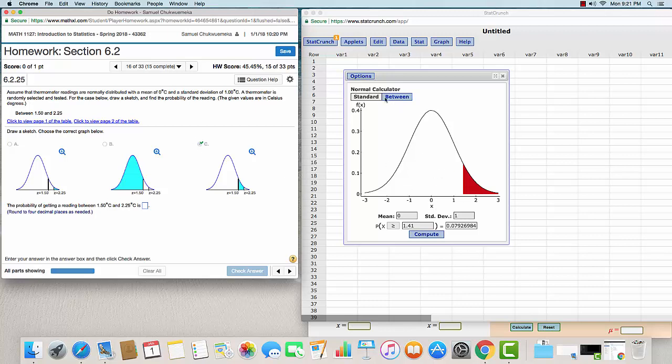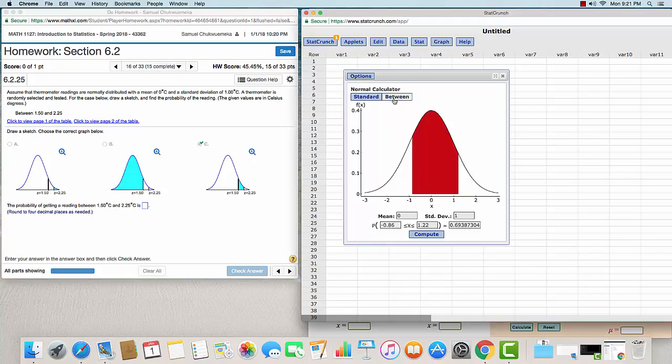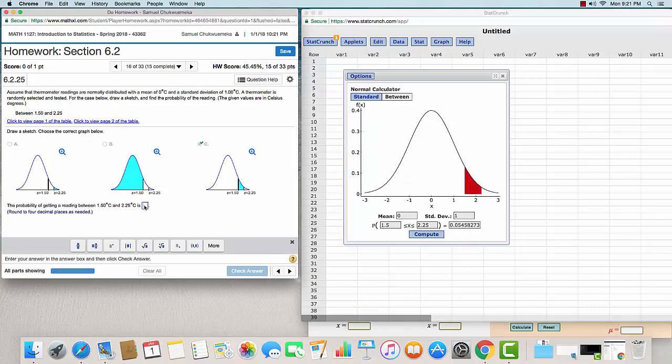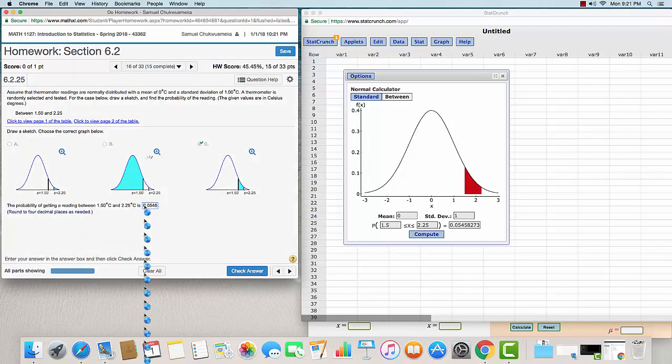Here for StatCrunch, you click on between. Click between. And here just put 1.50 or 1.5 and 2.25. 1.5 is the same thing as 1.50. The probability is 0.0546. 0.0546. Okay.